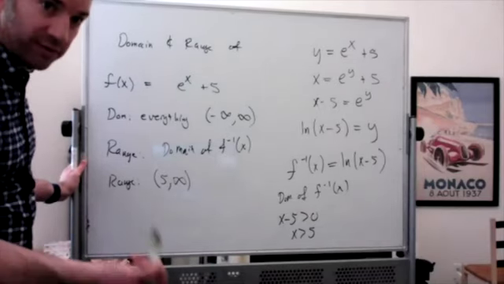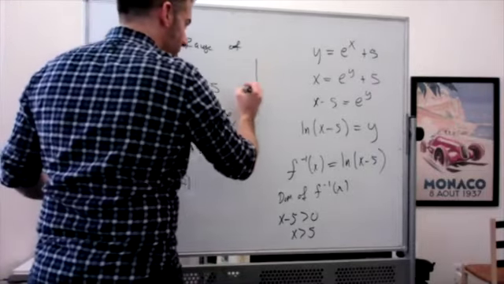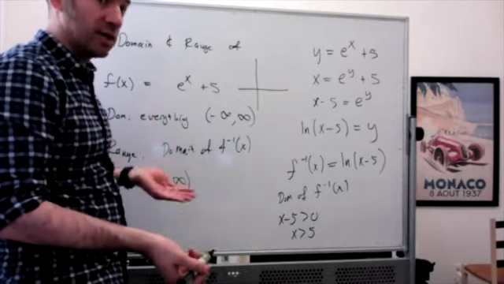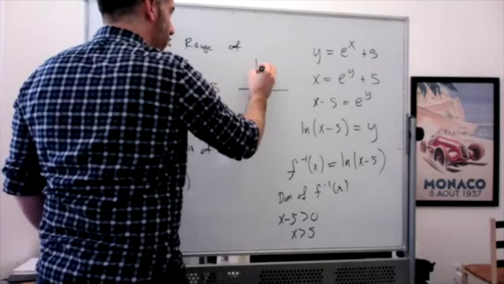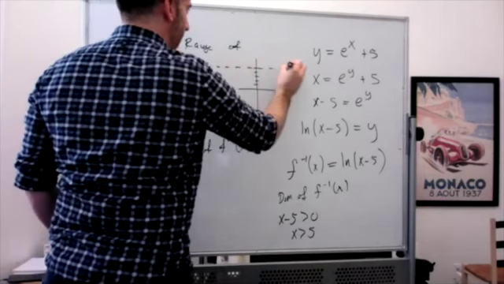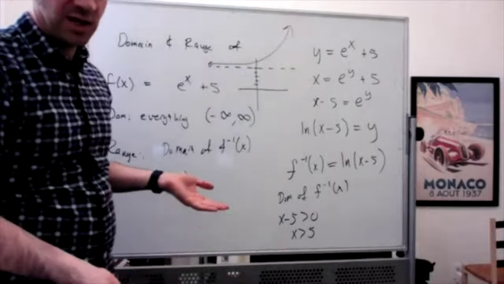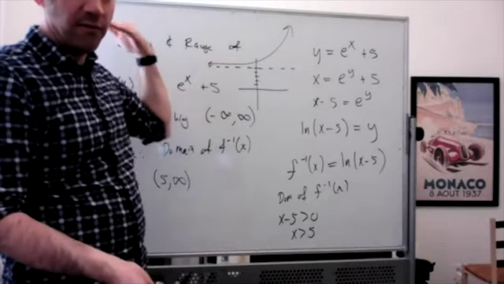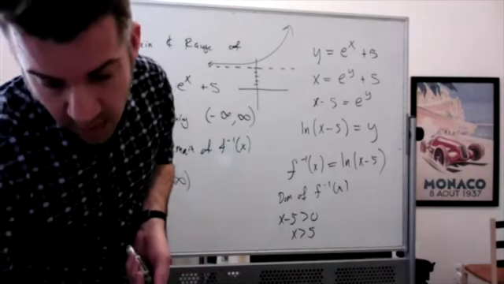You could also have seen this graphically. If you graph e to the x plus 5, it's just the e to the x function shifted up 5. E to the x usually has a horizontal asymptote at 0. So if we shift it up 5, the horizontal asymptote is now at 5. And it looks kind of like this. So you can see, oh yeah, the range, we don't get anything equal to or less than 5. So the range is everything above 5. That's another way to see it.